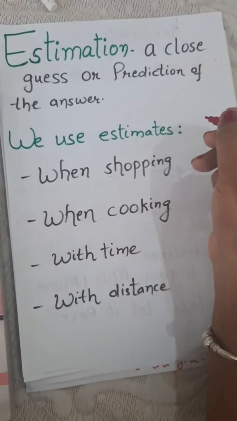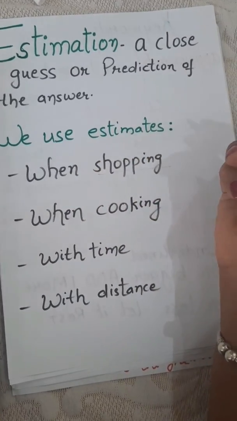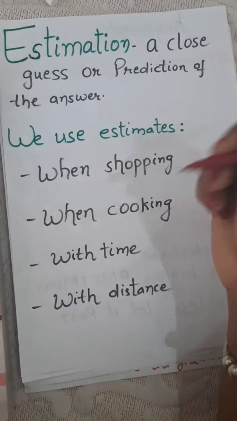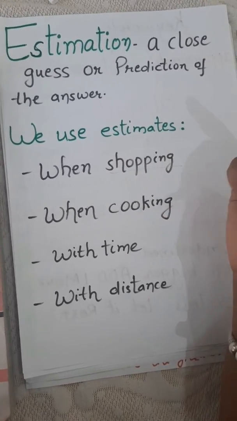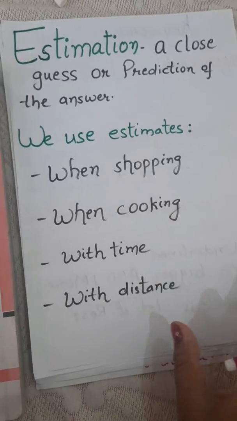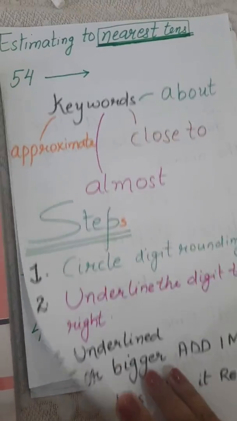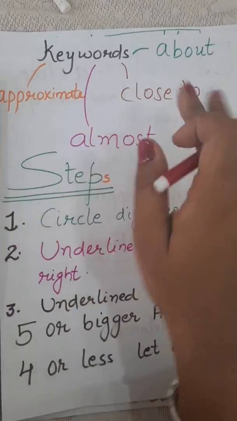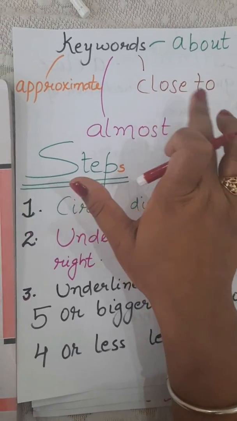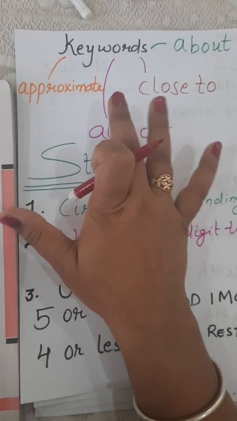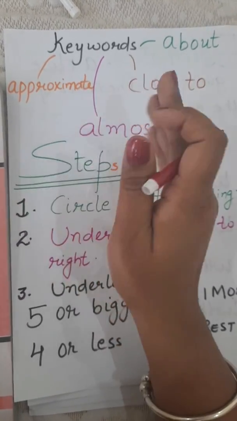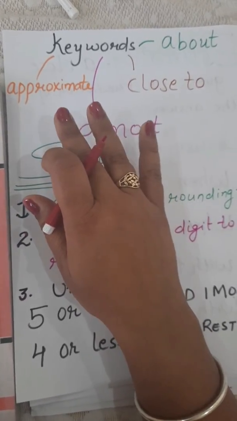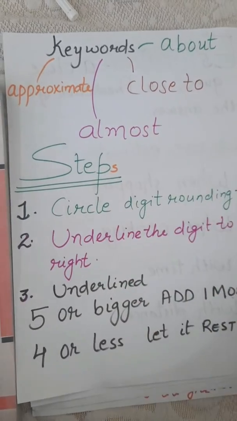We use estimation when we do shopping, when cooking, with time, with distance. When we do shopping, we estimate what the bill will be. Other keywords for estimation are about, close to, almost, and approximate. These words will come in estimation questions.